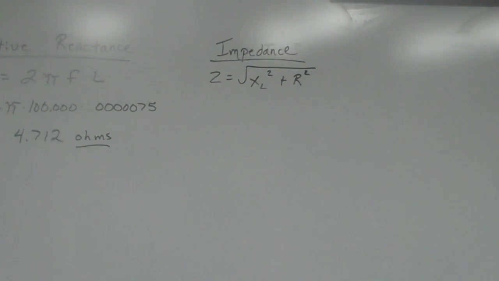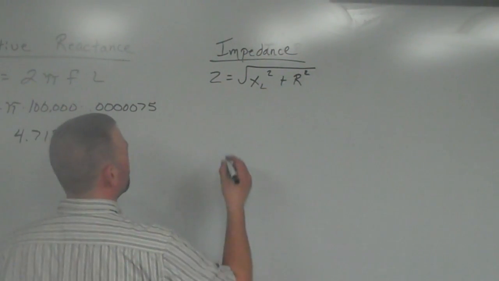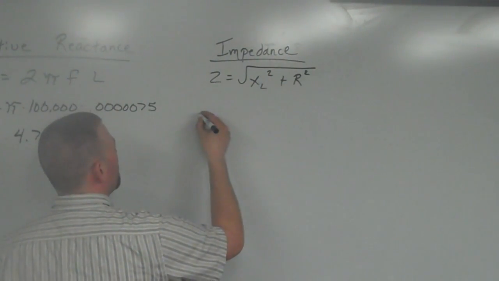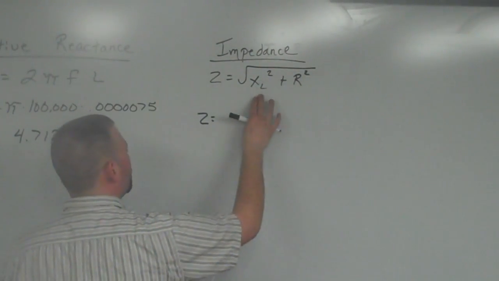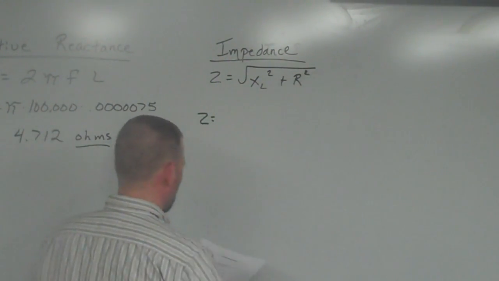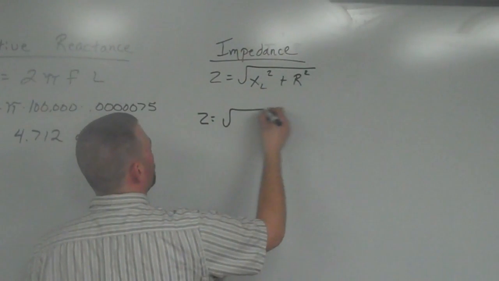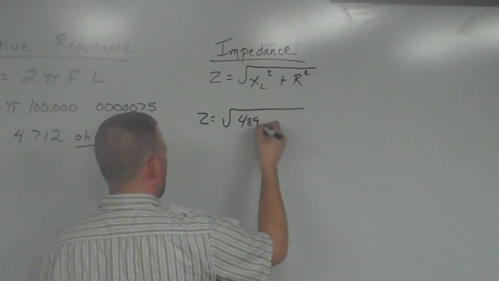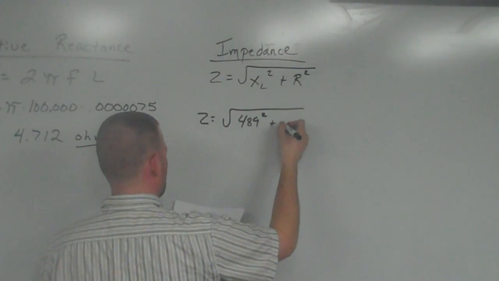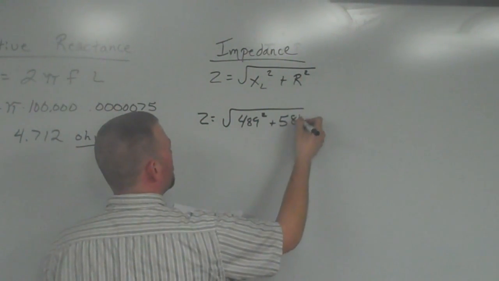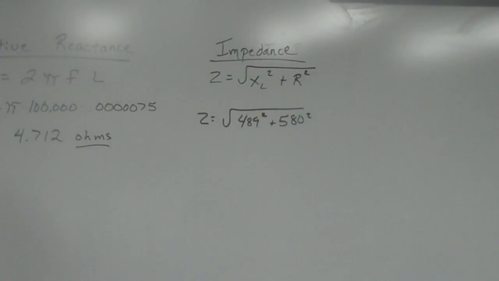So, here's my notes, or here's my book of all the problems. We're going to take these values. We've got impedance, inductive reactance, resistance. Quite simple. So the first one here is the square root of 489 squared, plus 580 squared, and that's going to give us some value.